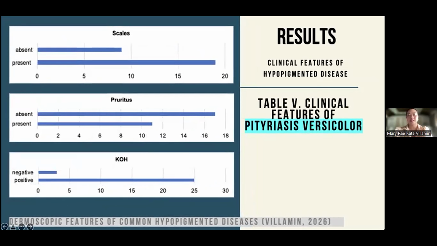So this figure illustrates the clinical and diagnostic characteristics of pityriasis versicolor participants. 67.86% of cases demonstrated presence of scales on the lesion, and about 60.71% have an absence of pruritus, while 39.29% have pruritus. The majority of the participants, about 89.29%, had positive KOH findings, demonstrating the short and angular hyphae in clusters, giving them the characteristic spaghetti and meatball appearance.